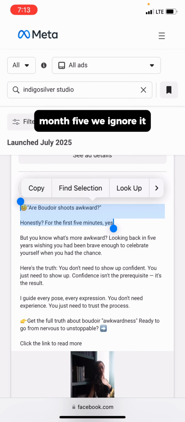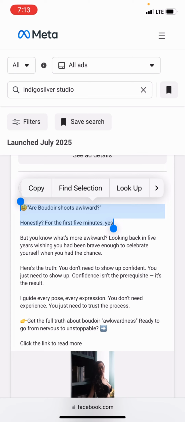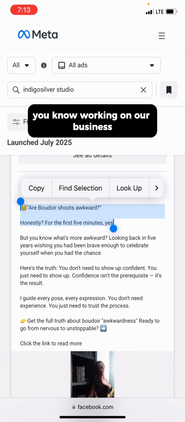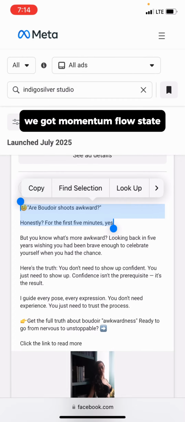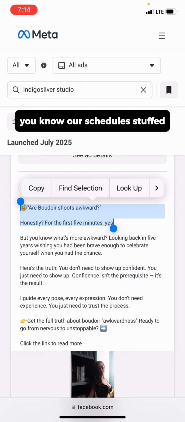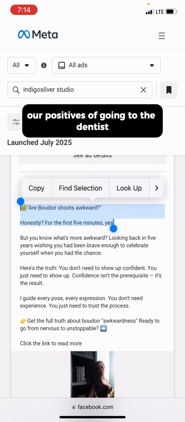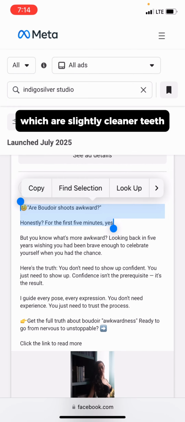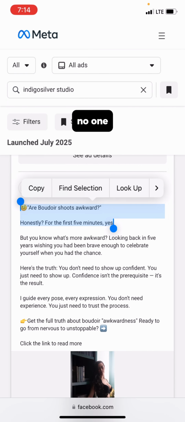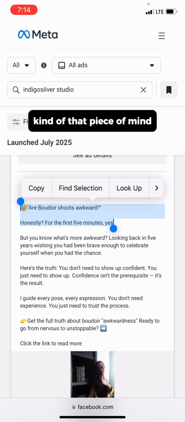Month 4, we ignore it. Month 5, we ignore it. And guess what? Month 6 comes and goes, and we never went to the dentist. We completely skipped everything. So why is that? Well, we're working on our business, we're focused, we're busy, we got momentum, flow state, we like our schedule, we always got stuff planned, our schedule's stuffed, we got so many things to do. And the guaranteed gains, or positives, of going to the dentist, which are slightly cleaner teeth, and knowing all cavities been taken care of, or we got no cavities in our mouth, kind of that peace of mind.